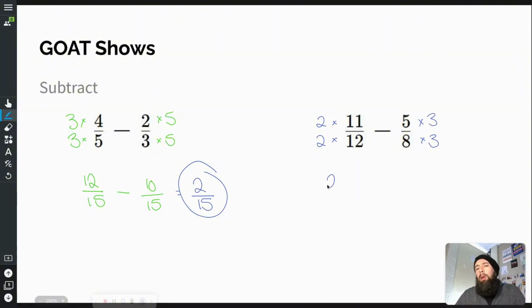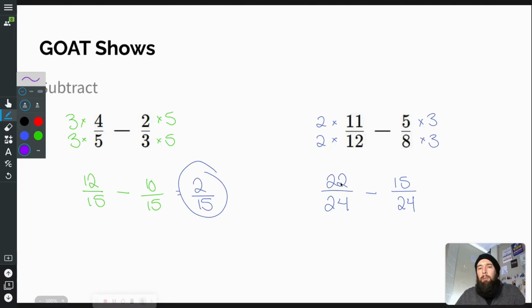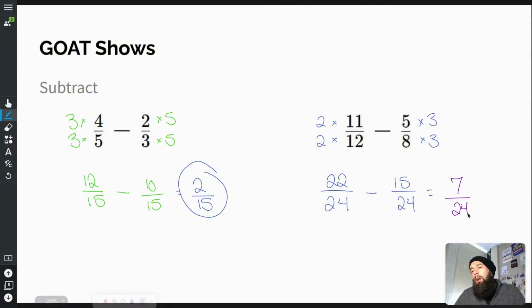2 times 11 is 22, the Taylor Swift special. 2 times 12 is 24, minus in the middle. 5 times 3 is 15. 8 times 3 is 24. 22 minus 15 is 7. Keep as 24. 7 over 24, there's nothing I can do to simplify it. That's also not bigger than 1. Circle it, we're done. No mixed numbers here.